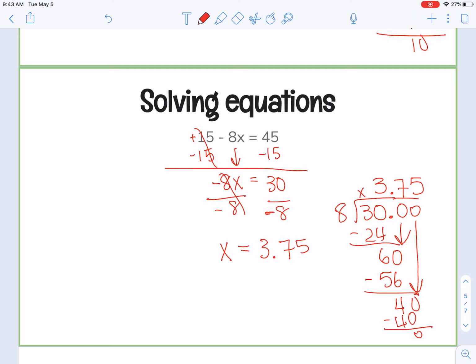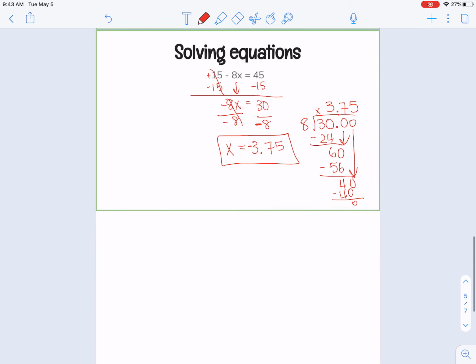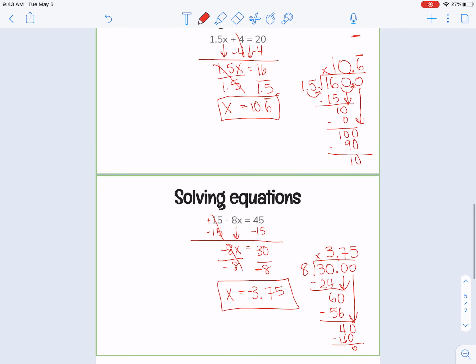However, we know that it was a positive divided by a negative. And if we remember the integer rules, it would be a negative as our answer because we divided a positive by a negative. And that would be our final answer for this one. And this concludes our notes for solving two-step equations.